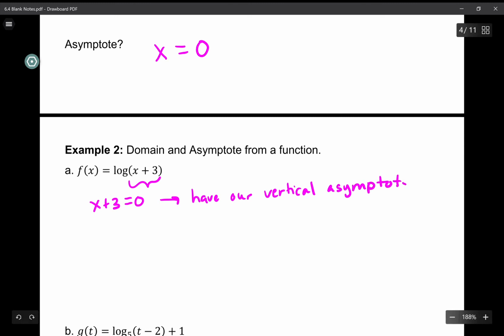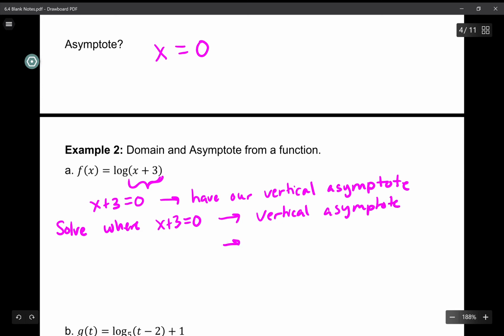To find our vertical asymptote, you solve where the inside part equals 0 and you exclude it. So we're going to solve where the inside part of the logarithm, what's in the parentheses, x plus 3, equals 0, and that's going to give us our vertical asymptote, and we're going to exclude it from our domain. I'm going to do two things. Exclude from domain, we want only values bigger than that.